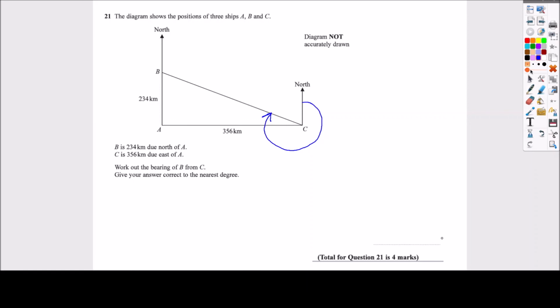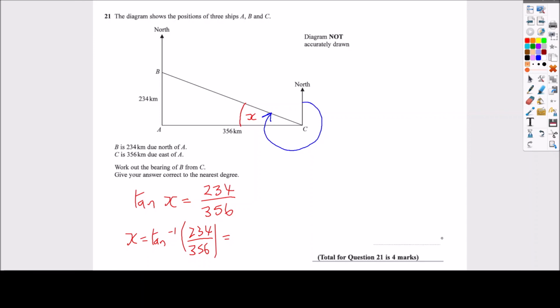So how to work this out, I'm going to start off by working out this acute angle here, which I'm going to call X. So using the triangle ABC, I've got my opposite and my adjacent are the two sides I know. So I can say that tan X equals the opposite side of 234 divided by the adjacent of 356. So x equals inverse tan 234 over 356.